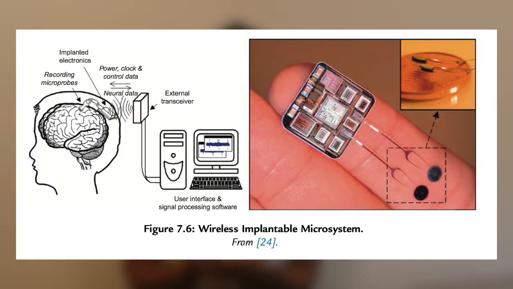It is useful because doctors are able to learn more about the nervous system and develop valuable treatments for various diseases. And the cool thing about these neuronal microprobe electrodes is that they're actually made of silicon.